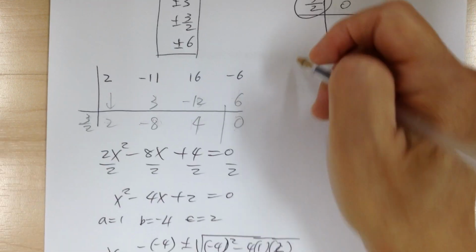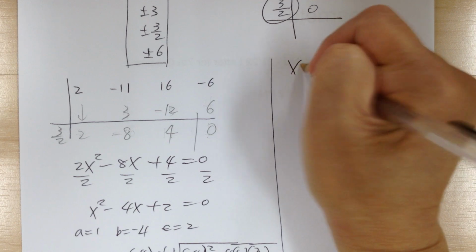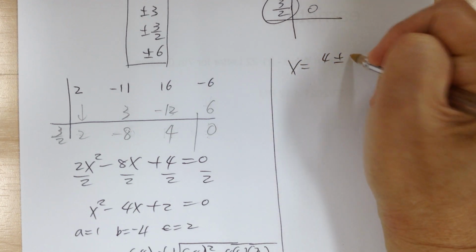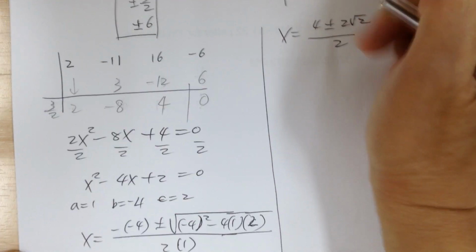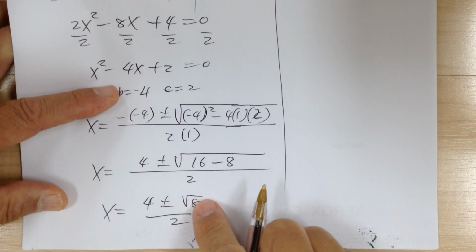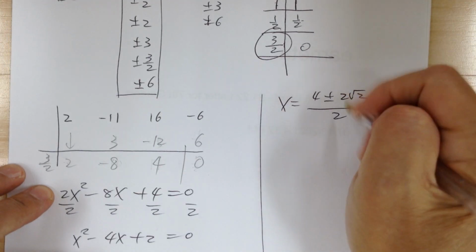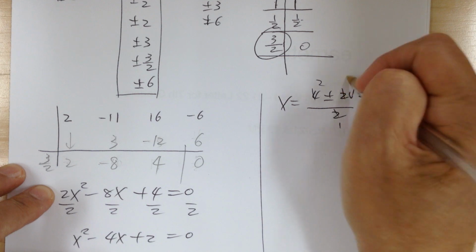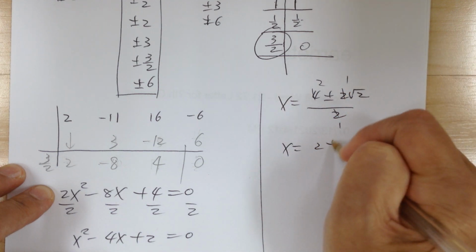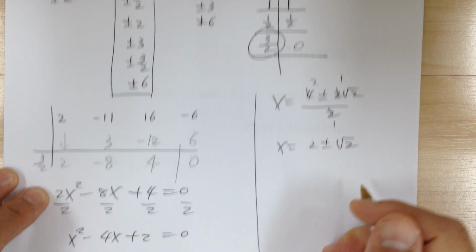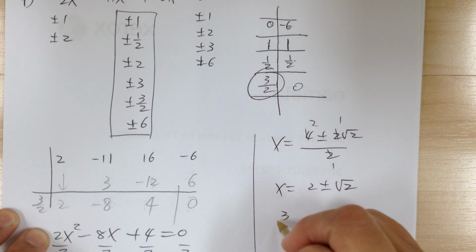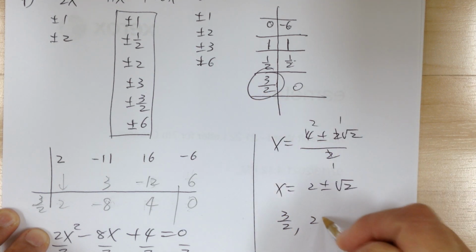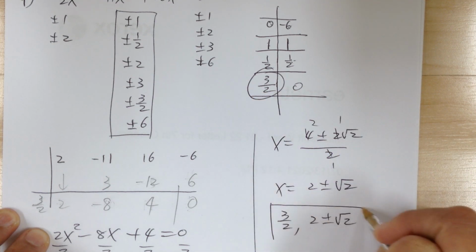Okay, and move up to here. Just keep going. So x equal to 4 plus or minus 2 square root of 2 over 2. Right, you have to simplify the square root of 8 into 2 square root of 2. Divide everything by 2. So x equal to 2 plus or minus square root of 2. Okay, so now we can put all our answers together. So you got 3/2, 2 plus or minus square root of 2.